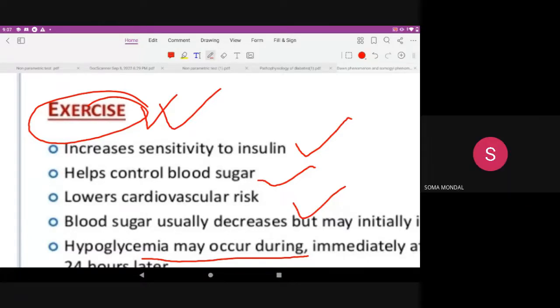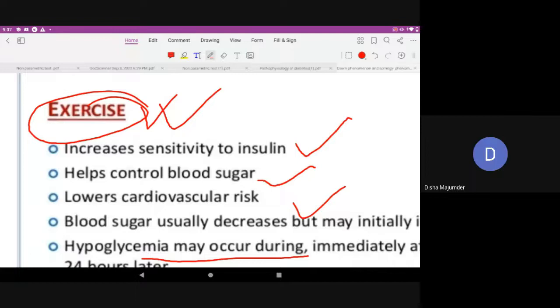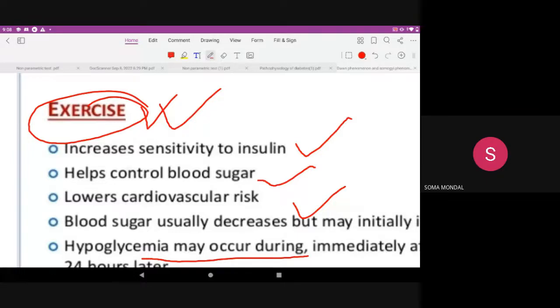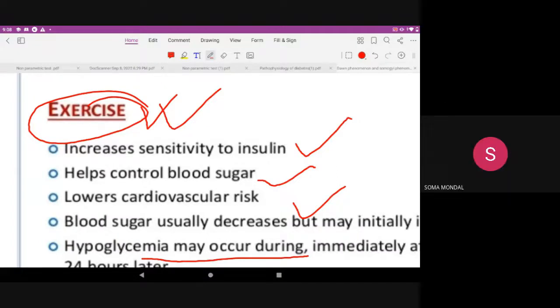So can we suggest exercise for both the dawn and Somogyi effect? No, not for the Somogyi effect. In the Somogyi effect, the problem was hypoglycemia, not hyperglycemia. Yes. Okay. Remember, and here the problem was hyperglycemia. Those who have Somogyi effect, we should stop exercise for them. Yes. Okay. Any other question? Thank you.